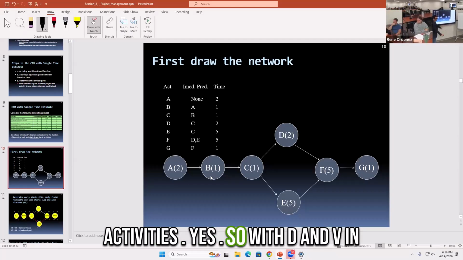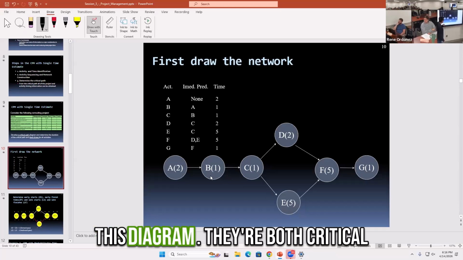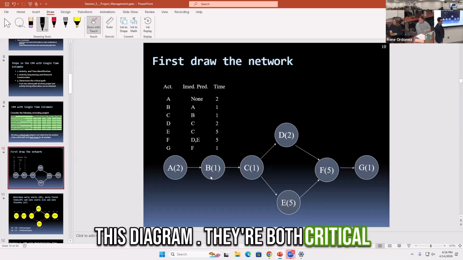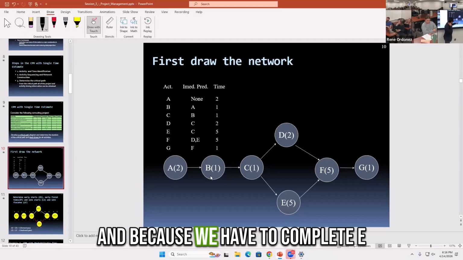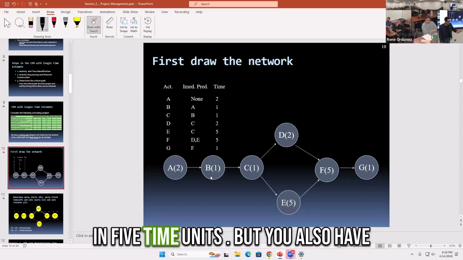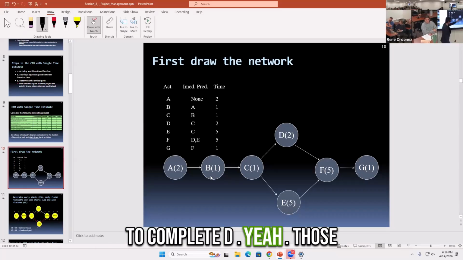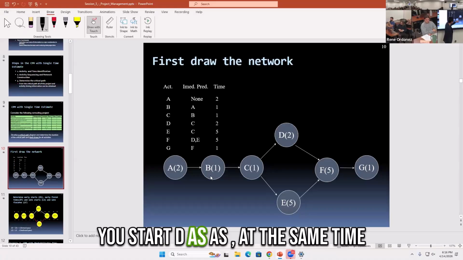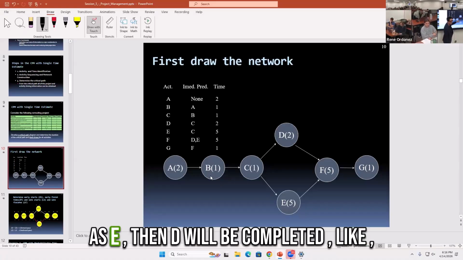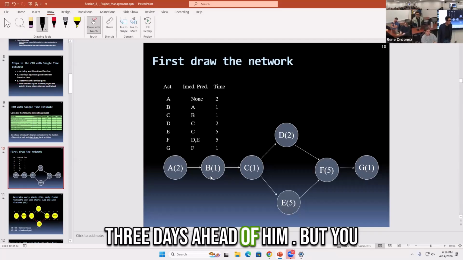Yes. So with D and E in this diagram, they're both critical. They're not both critical, only E is critical. Okay. Because you have to complete E in 5 time units. But you also have to complete D. What about those alternative paths? Correct. So if you start D at the same time as E, then D will be completed like 3 days ahead of E.